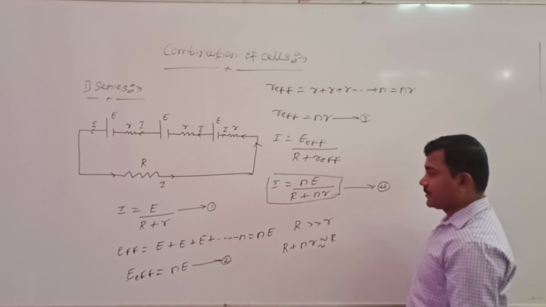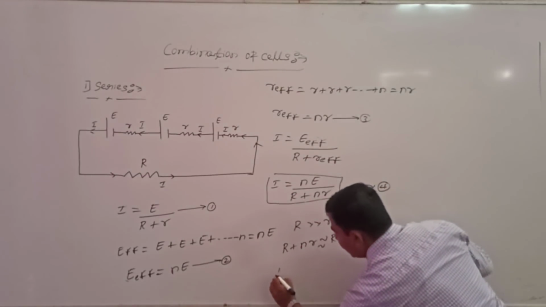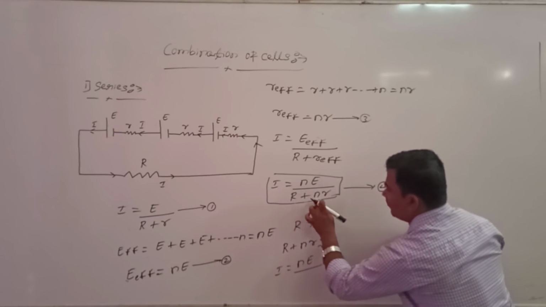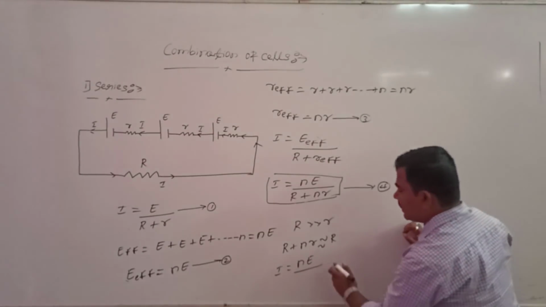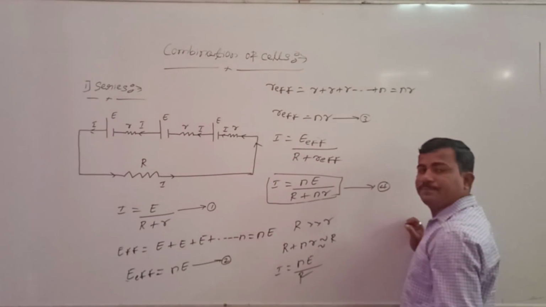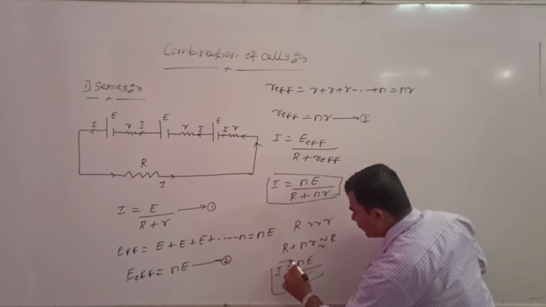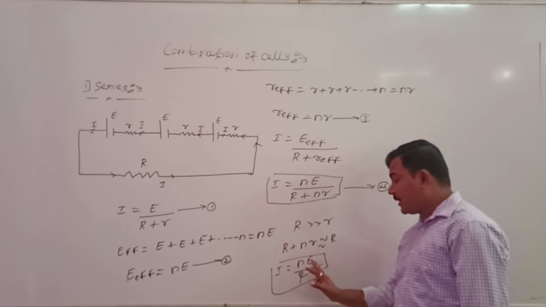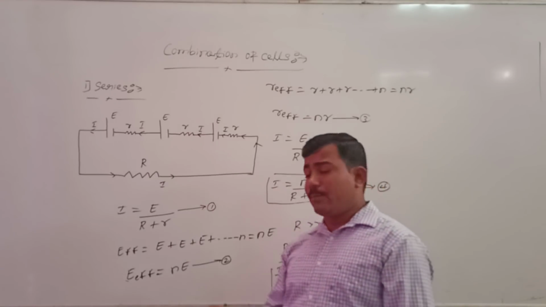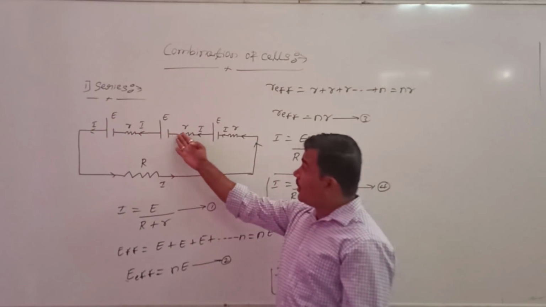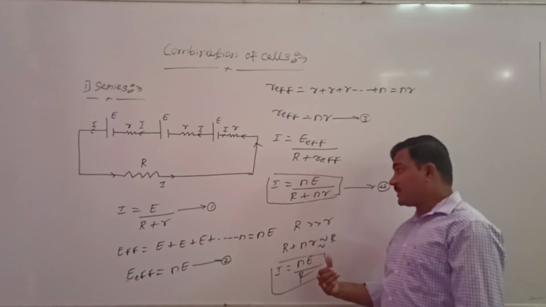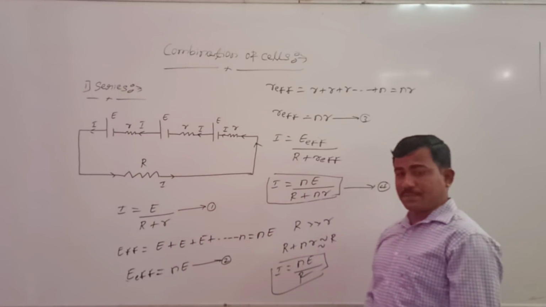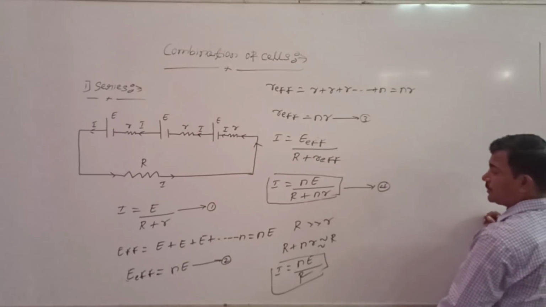Then what about equation 4? Equation 4 can be written as I equal to n into E divided by capital R plus n into small r, which is nearly equal to capital R. From this equation, I is equal to n into E divided by R. What is n? n represents the number of cells in series. What is E? EMF of each cell. What is capital R? External resistor.